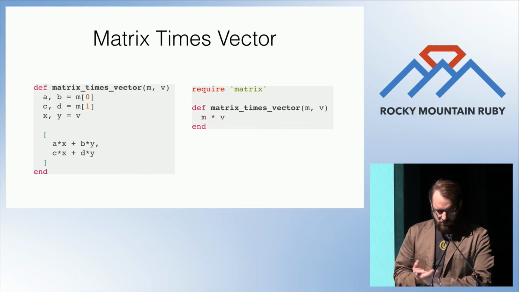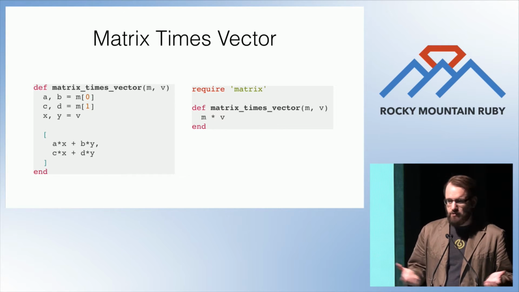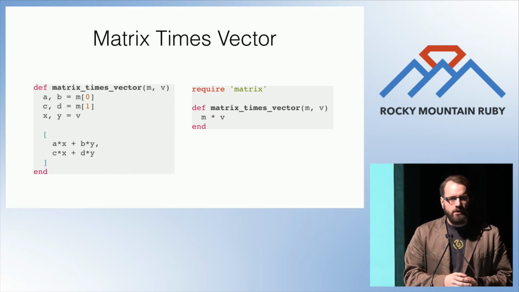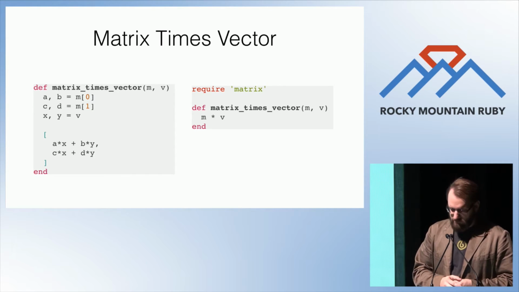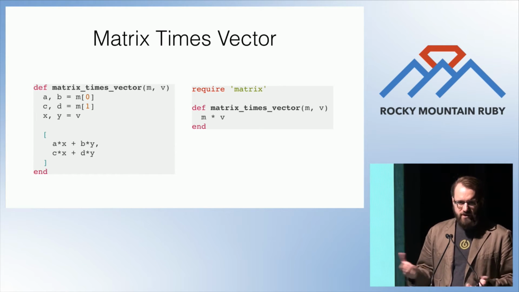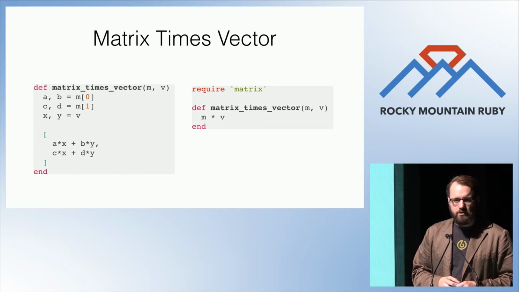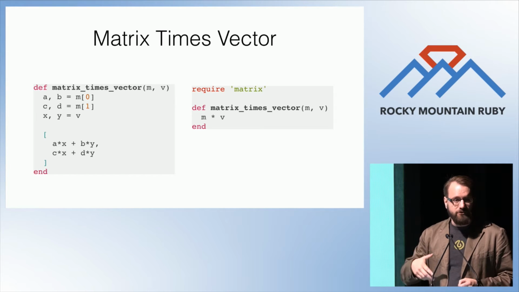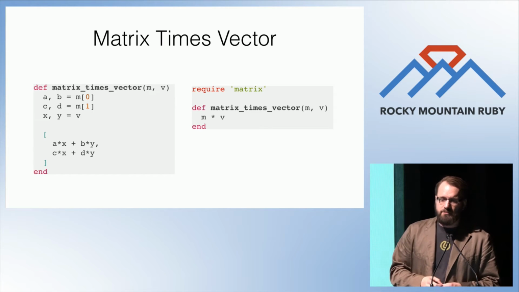If you were trying to do this from scratch in Ruby, you might implement it on the left. Whereas the standard library actually has a library called matrix, and you can just pull it in. And matrix actually includes both matrix and vector, so you can use both of them through that.